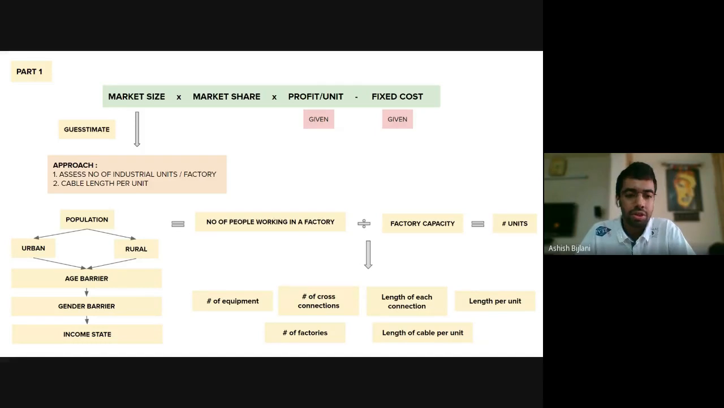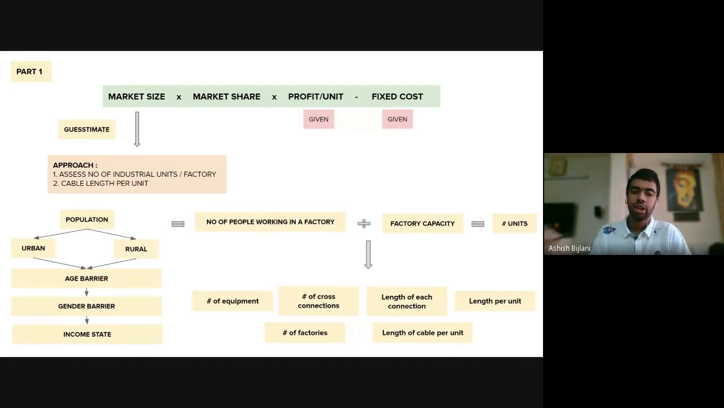So the approach that I went with is, firstly, assessing the number of industrial units or factories that are present in the country. Again, this was another clarification I had done until this point. And what is our current geography? Where do we want to expand to? He was like, we operate in India currently. We want to expand also within Indian boundaries. So here, when I say number of factories or units, I was trying to get an idea of how many factories are there in India.